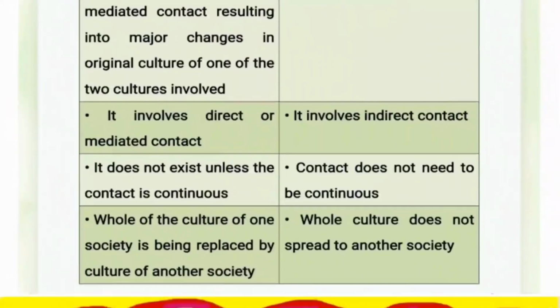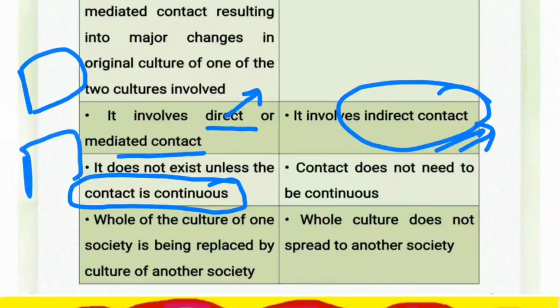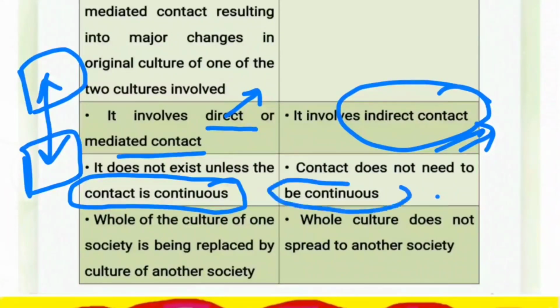Moving forward, the contact in acculturation can be direct or it can be through a medium, that is, indirect contact. But in diffusion, there is always an indirect contact involved. Now, acculturation does not exist unless the contact is continuous. That means the two cultures in contact should be continuously in contact. But in diffusion, the contact need not be continuous.